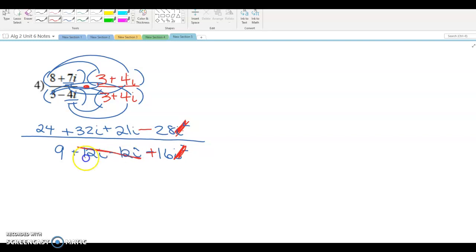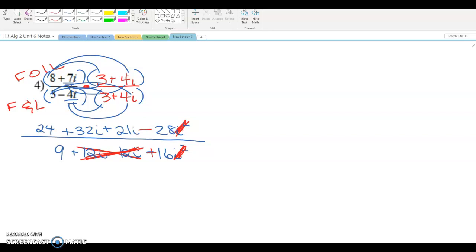Cancel out. So anytime you multiply the conjugates, you can multiply just the first and the last because those middle two always cancel out. So the whole top one you have to FOIL because they are not conjugates. But the denominator, those middle two will always cancel out. That's like one of those things that always happen.